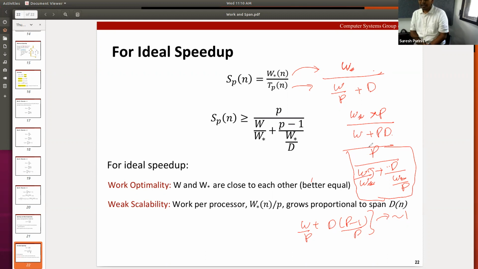Okay, that's number one. The second factor, we would like to compare D with W star by P. So what this says is W star by P is the work per processor. The work per processor should grow proportional to the span. Otherwise, what can happen is you will end up having some function of n in the denominator from here, and again it will give poor scalability property.